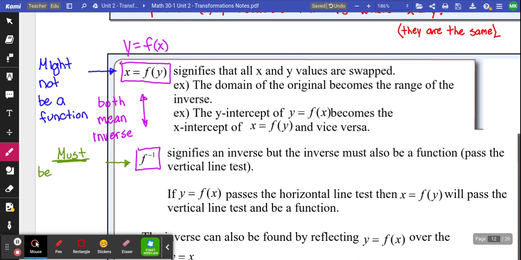Because inverses reflect in such a unique way, sometimes when you do an inverse, you actually don't create a function. You create something that would not pass the vertical line test. And sometimes when you do an inverse, it does create a function. If it's written like this, it must create a function. That's why it's written that way. If it's written like this, it might be a function, it might not be a function. There's no saying it has to be a function. So it could create something that fails the vertical line test.